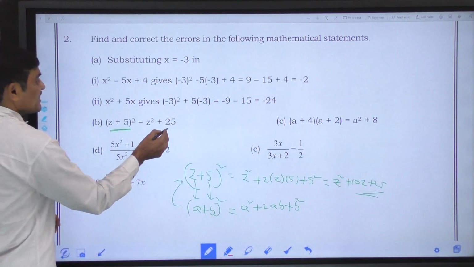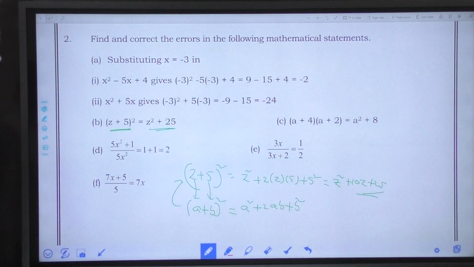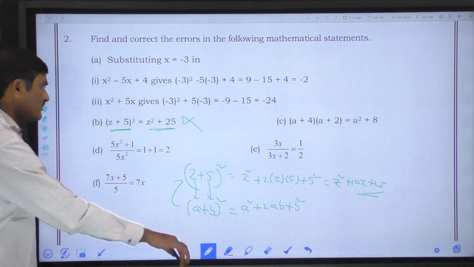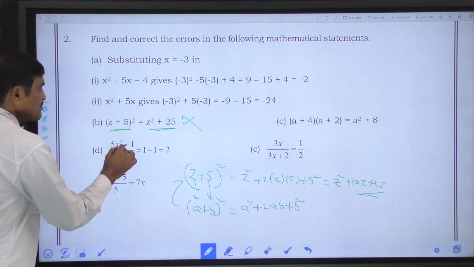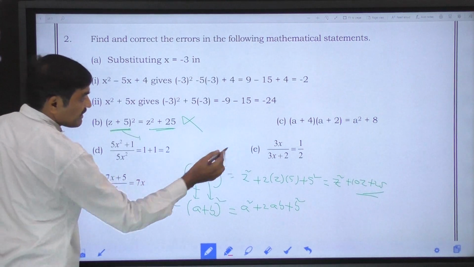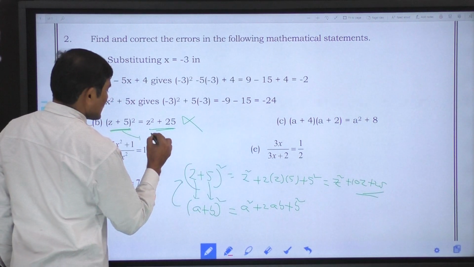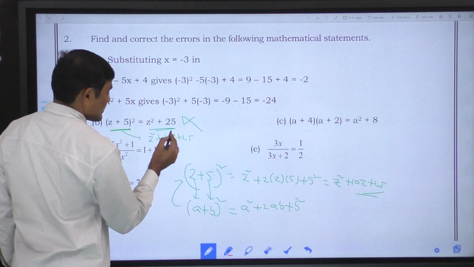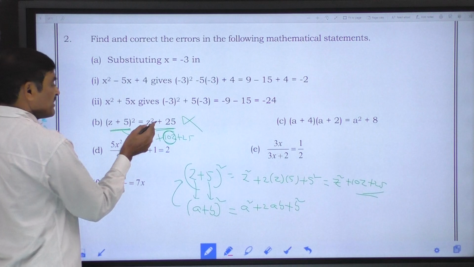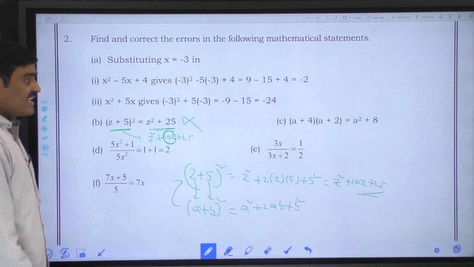But what is given here? z² + 25 is given. That's why it is wrong. It is in the form of (a + b)², and the correct one is z² + 10z + 25. So you forgot the 10z term here. There is the mistake, there is the error here.